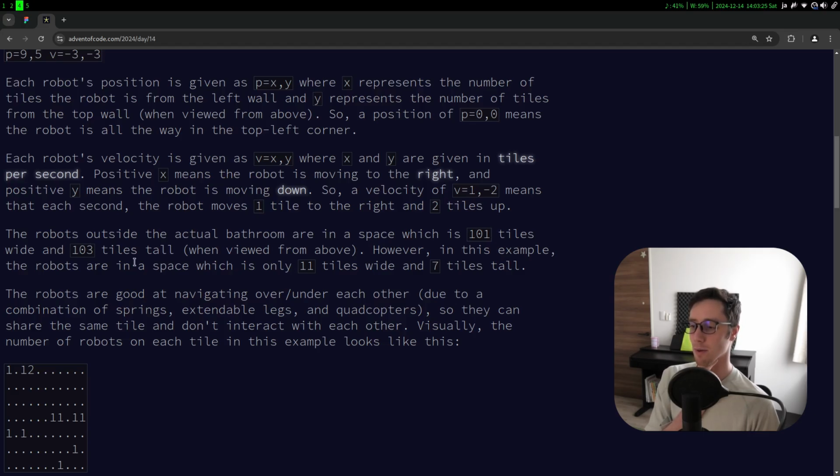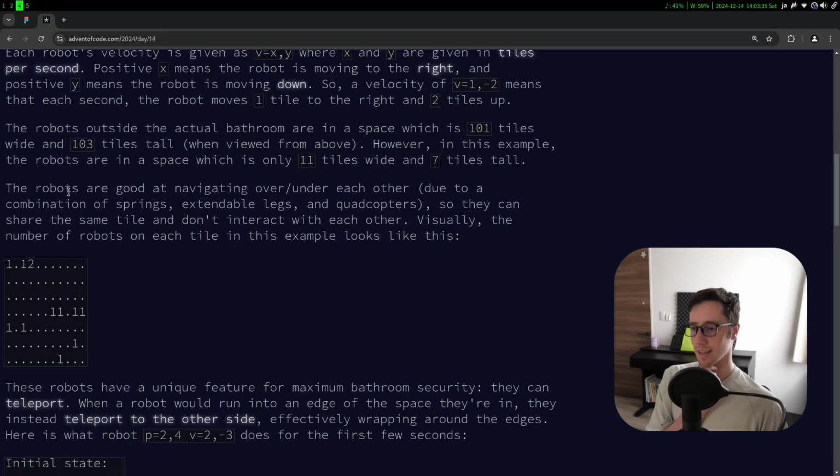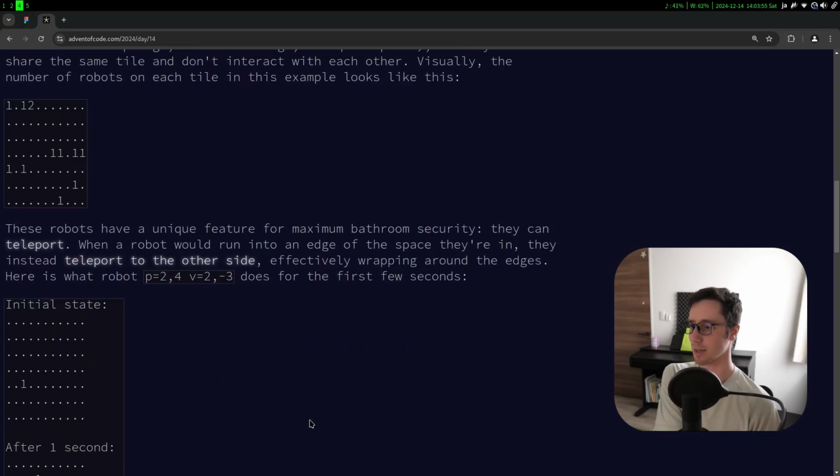However, in this example the robots are in a space which is only 11 tiles wide and 7 tiles tall. The robots are good at navigating over and under each other due to a combination of springs, extendable legs and quadcopters, so they can share the same tile and don't interact with each other. Visually, the number of robots on each tile in this example looks like this. Okay, so I guess I need to make some kind of visual example again to make certain that nothing goes wrong with my code.